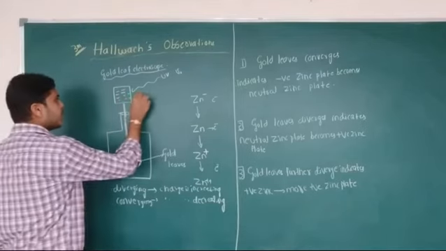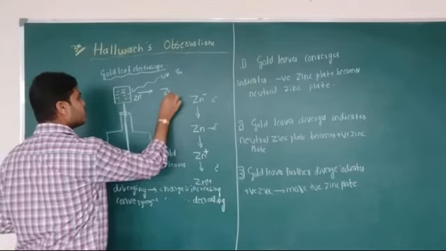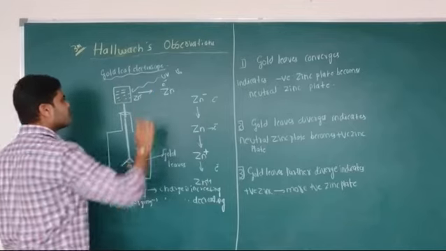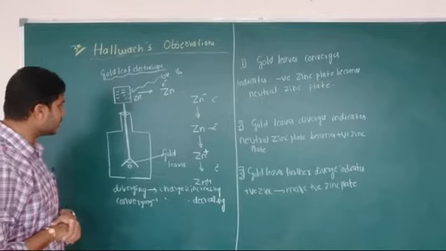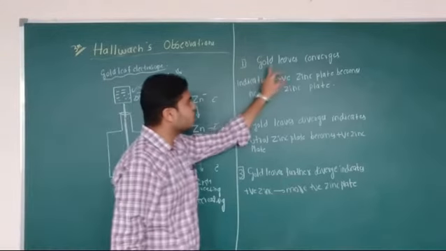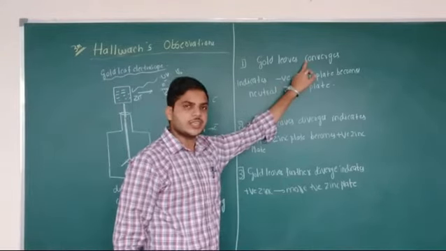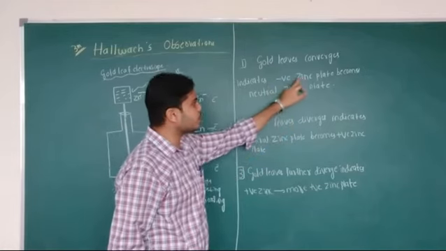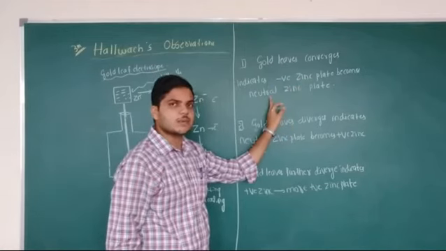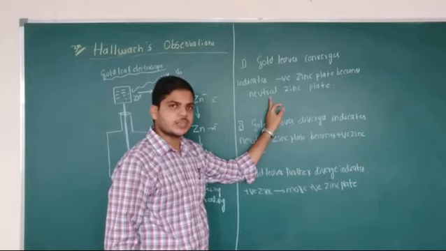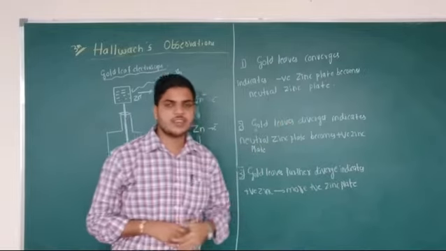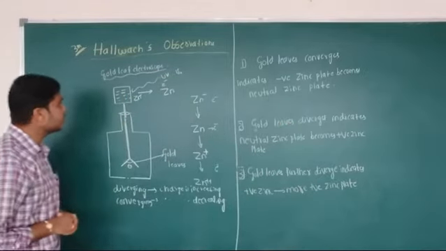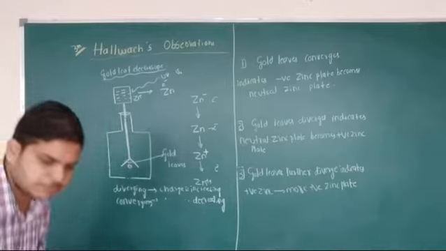Therefore, the negative zinc becomes neutral zinc by emitting electrons from the negative zinc plate. So what is the first observation made by Hallwachs? The gold leaves are converging. It indicates that the negative zinc plate becomes a neutral zinc plate by emitting electrons when the UV radiation is falling on the negative zinc plate. This is the first observation made by the scientist Hallwachs.